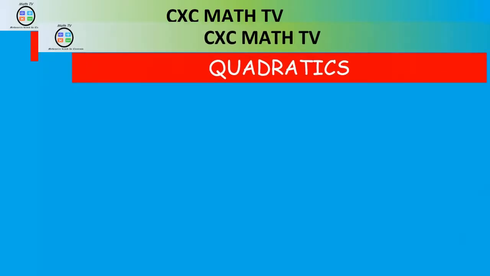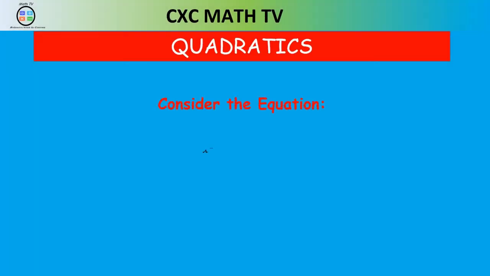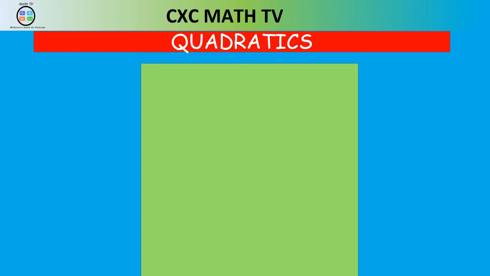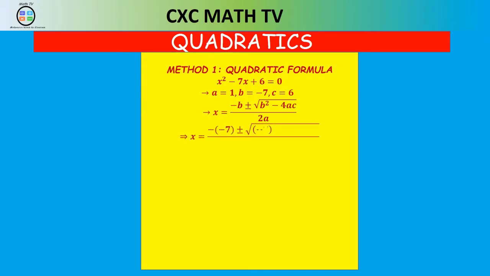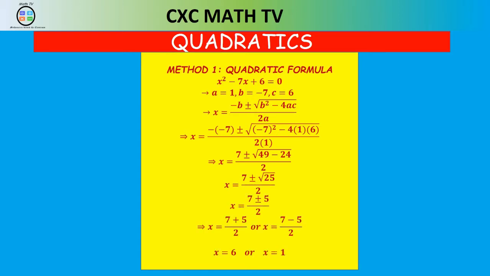So let's start with this equation right here. How do we solve this equation for x? X squared minus 7x plus 6 equal to 0. You can use the quadratic formula by substituting a as 1, b as minus 7, c as 6, and using the quadratic formula we're going to get two answers. The two answers in this case simplify to x equals 6 or x equals 1.